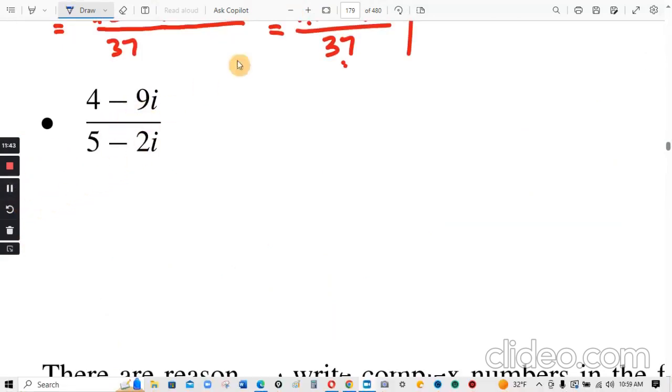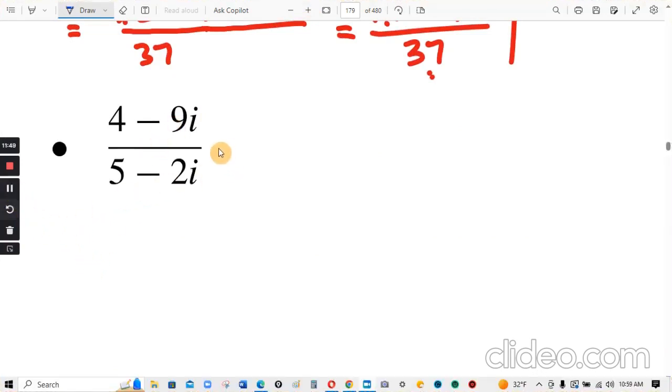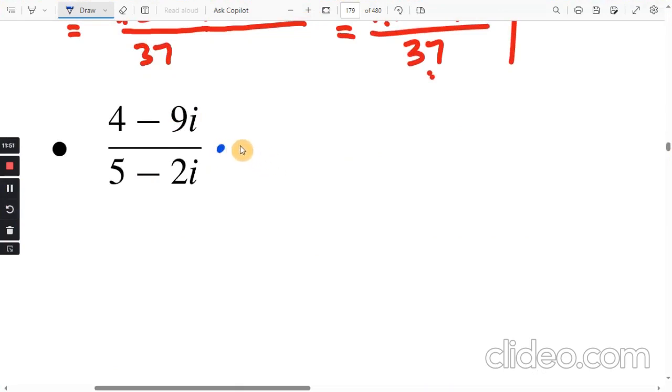Please pause and try this one right here using the same method. Multiply the denominator by its conjugate. So instead of 5 minus 2i, we have 5 plus 2i. And of course, you need the same thing in the numerator.